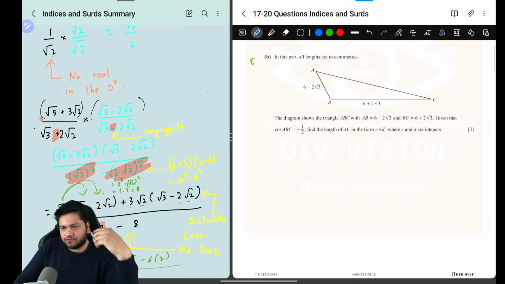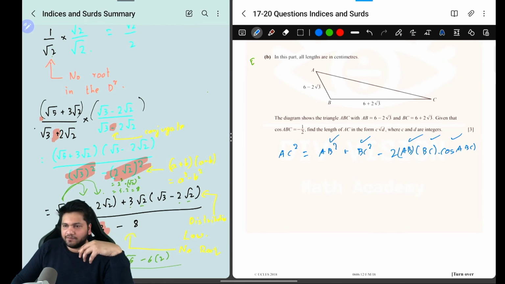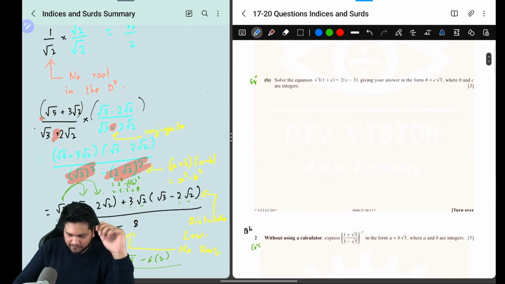So what you will do is just use the cosine rule. We know the cosine rule is going to be AC square is equal to AB square plus BC square minus 2 AB BC into cos of ABC. We know cos of ABC, we know BC, we know AB. We can put in all the values. At the end of the day, you just need to simplify and get the value.